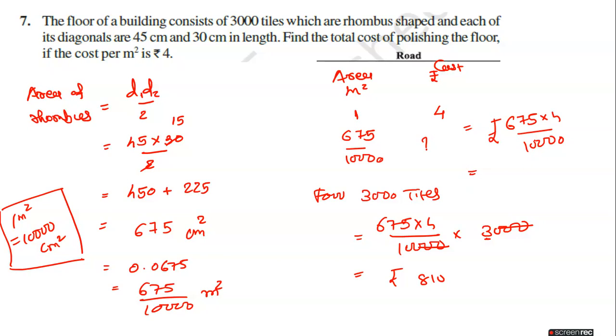Here, generally students directly cut these things, and decimal point answers will come, and afterward they become confused. It's not required right now, just put it as it is, because there are 3,000 tiles, so we have to multiply by 3,000. Then 30 and 30 will cut, so 675 into 4 divided by 10, so you will get 810 rupees. This much cost you have to pay for polishing the floor.